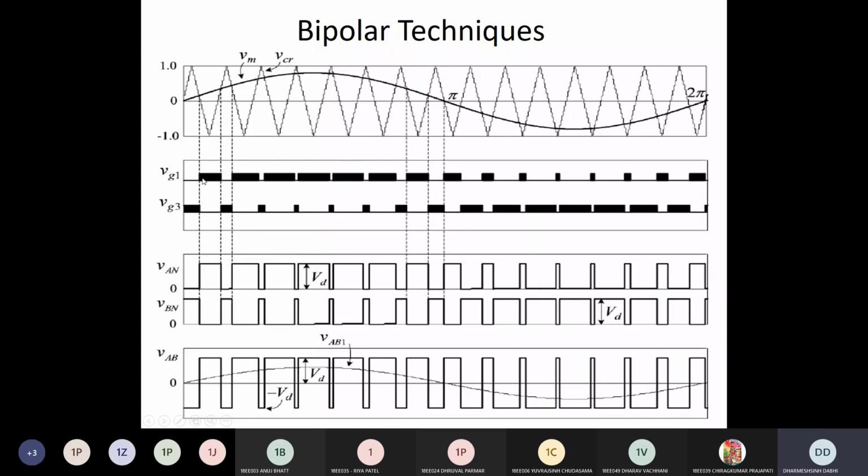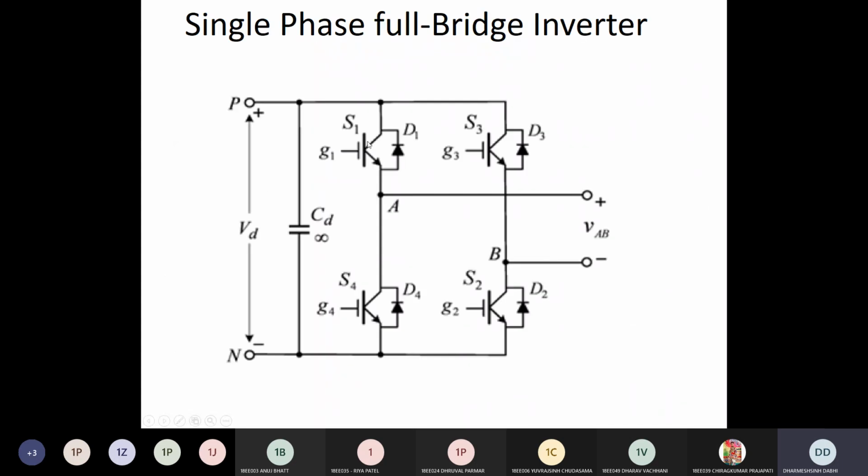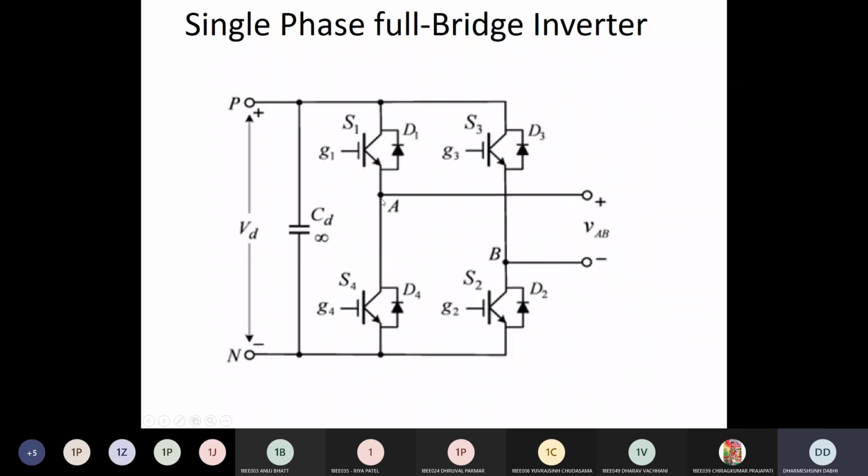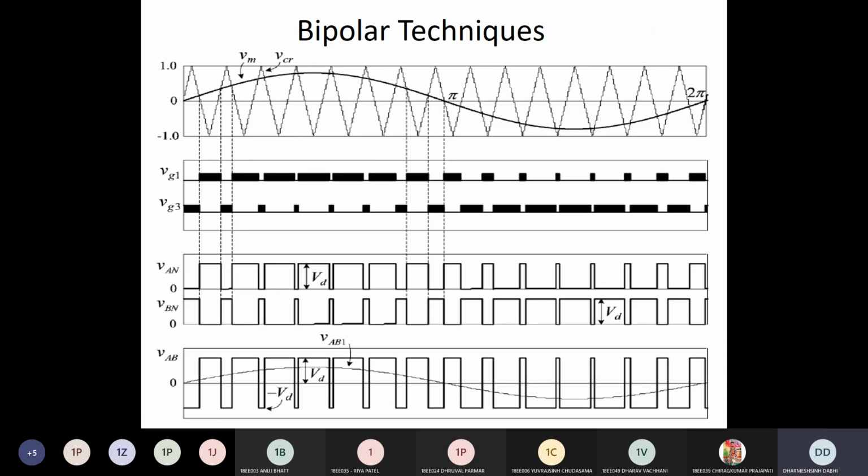That is called VG1. And that VG1 is applied to both thyristors S1 and S2 simultaneously. Then exactly complementary of VG1, VG3, is applied to thyristors S3 and S4 simultaneously. So you can see that at the output of this inverter you get this VAB voltage like this.